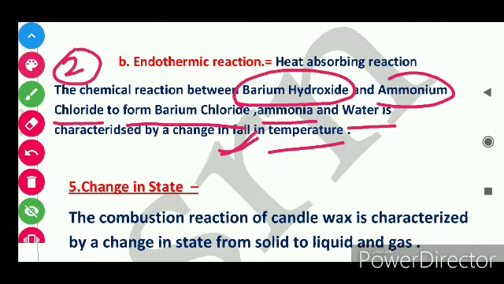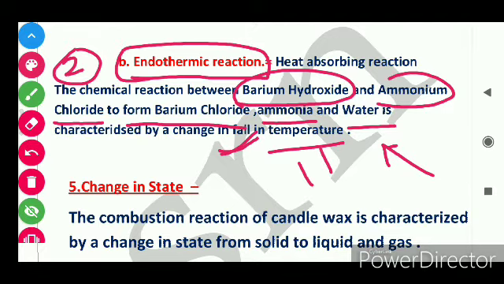The chemical reaction between barium hydroxide and ammonium chloride to form barium chloride, ammonia and water is characterized by a change in temperature, and this type of reaction is called an endothermic reaction. Endothermic reaction means heat absorbing, heat taking reaction.